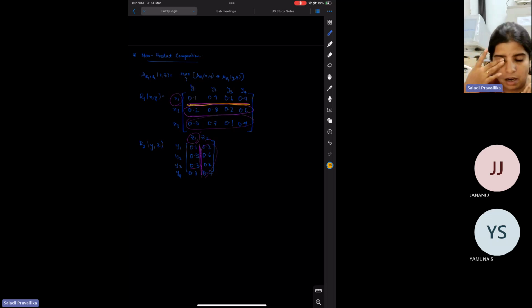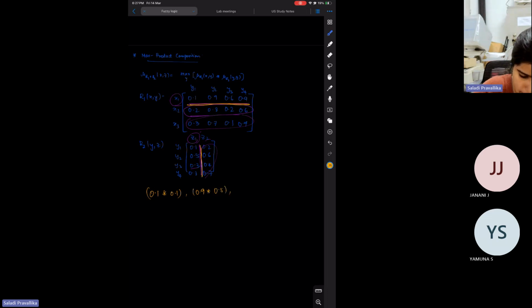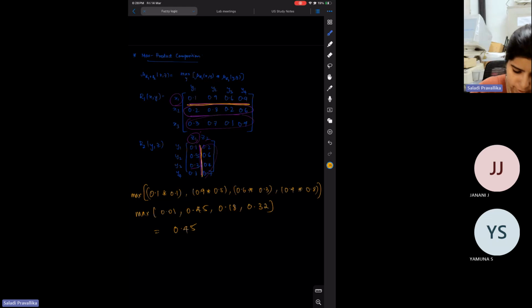Let's take the first row in R1 and the first column in R2. It is 0.1 multiplied by 0.1, comma, 0.9 multiplied by 0.5, comma, 0.6 multiplied by 0.3, comma, 0.4 multiplied by 0.8. Okay, and then the max of these values. So max of 0.01, comma, 0.45, comma, 0.18, comma, 0.32. So what is the maximum value here? The max is 0.45.